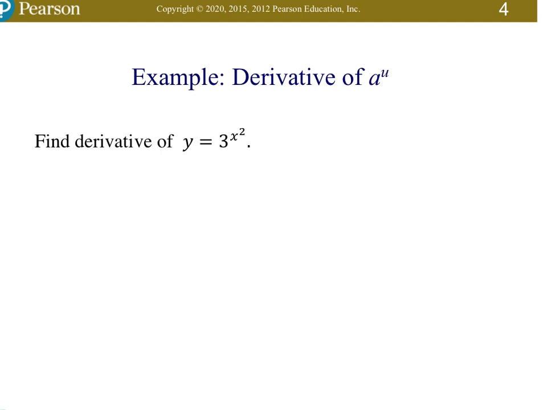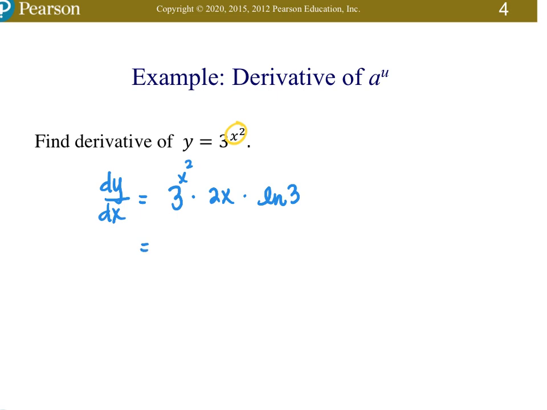So dy dx, the derivative, starts with itself, 3 to the x squared, times the derivative of u, and remember this is the u portion, and the derivative of that is 2x. I don't need parentheses, I guess. And then comes the natural log of the number. All right, that is the derivative of this problem. It's just 3 pieces.